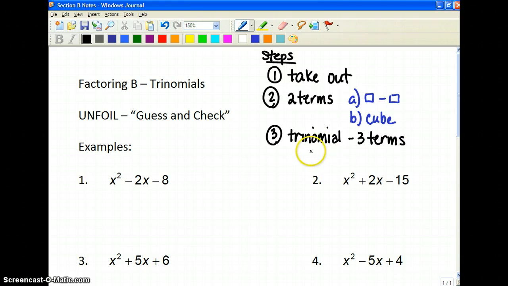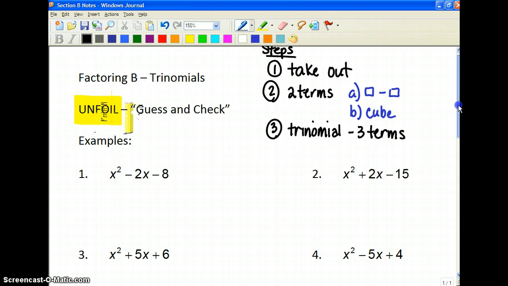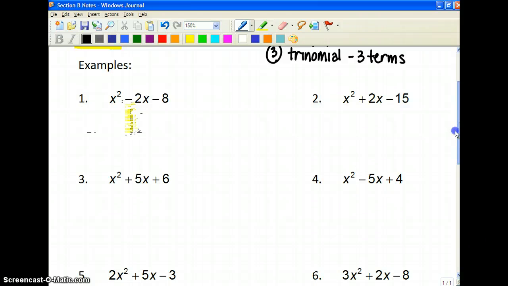And what we're really going to do for all of these is unfoil them. Unfoil, okay? And then we're going to check our answer and make sure that it's correct. So let's get started. Number one. First step, can you take anything out? So there's three terms. Do they all three have anything in common? They don't. Okay? We can skip step two because step two is if there's only two terms. So we go to the third step.